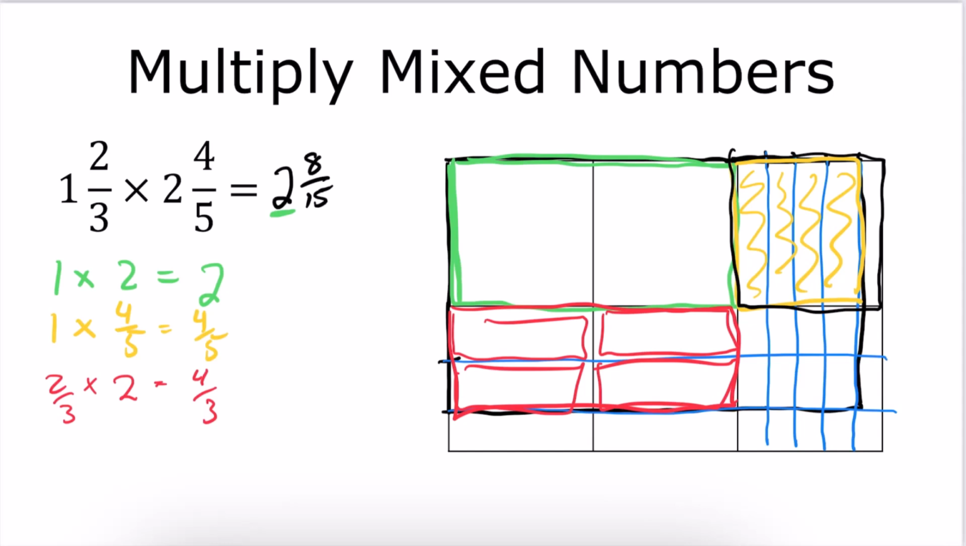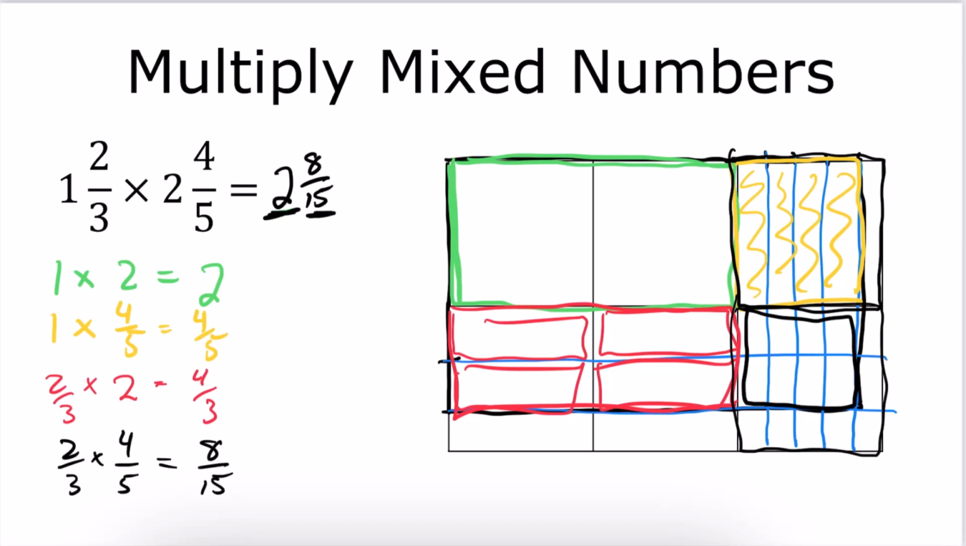And then this last piece right here, the area of that is going to be 2/3 times 4/5. And that gives us 8/15, which again also makes sense because this whole square is split up into 15 little rectangles, and our rectangle is covering 8 of them. Okay, so notice that the way that we calculated out the area of this rectangle, it does include a 2 and it does include an 8/15. However, it also includes this 4/5 and the 4/3.